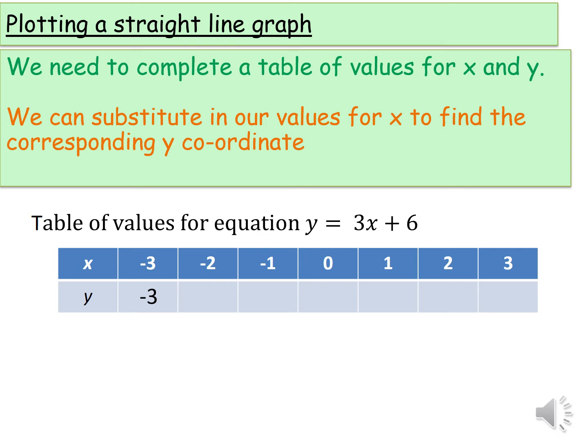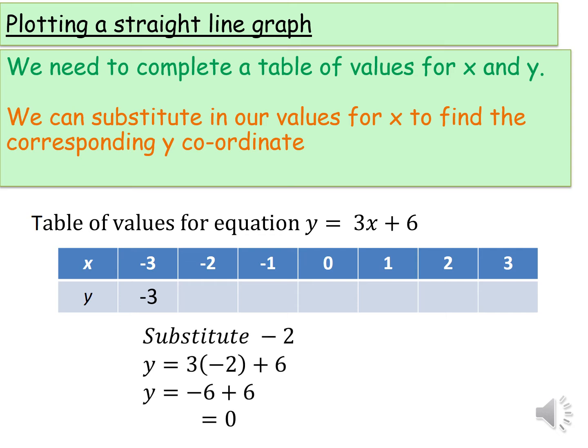Now when x equals minus 2, we need to substitute minus 2 into this equation. So 3 times minus 2 is minus 6. Minus 6 plus 6 will give me 0. So when x equals minus 2, my y value will be 0.